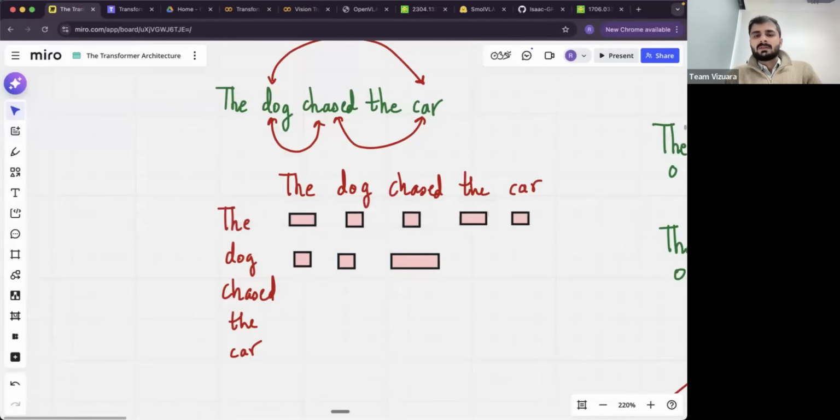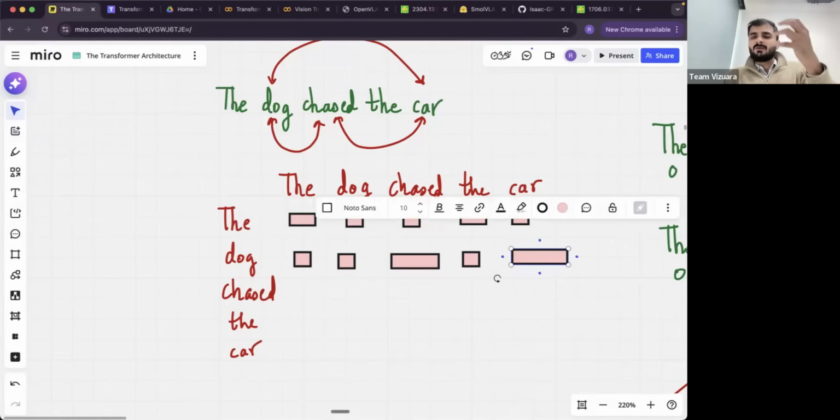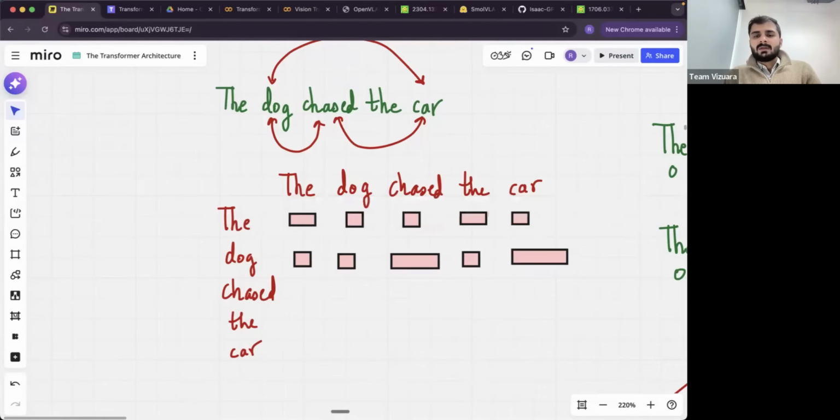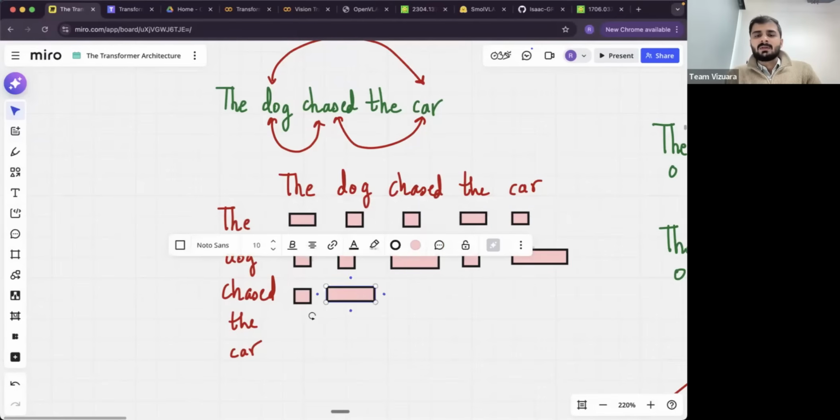Dog and the is probably the same as this first one, so we'll keep this here. And dog and car also has a very high attention, because in our mind we form that picture, right, that the dog is chasing the car. Then chased and the is already filled. We can put that same attention here. Chased and dog is also already filled. We can put that same attention here.